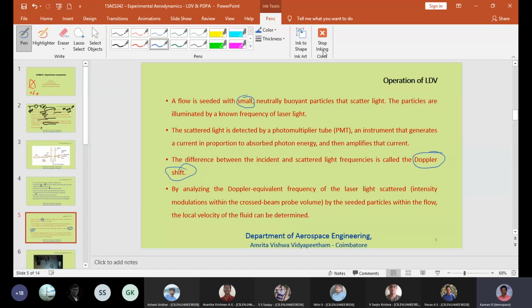If you have, for example, a square test section and you want to measure your velocity at different locations, the laser light is going to be passed at different locations. We are going to collect the scattered light frequencies, and from that we can calculate the different components, your U, V, W velocity components.